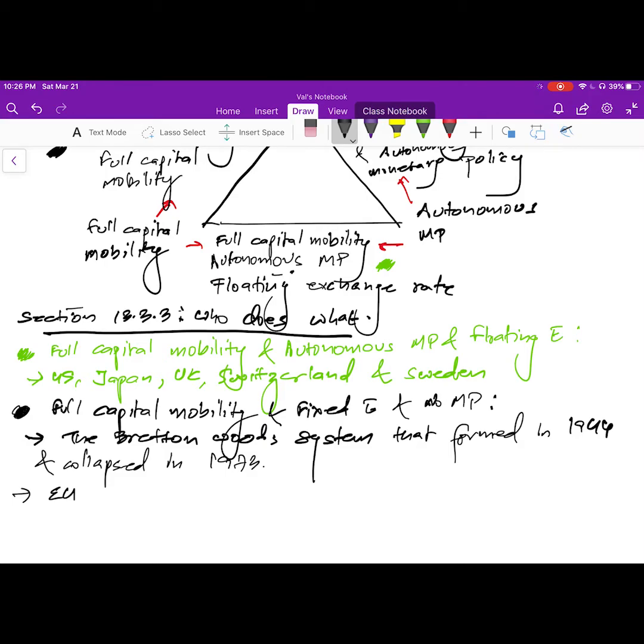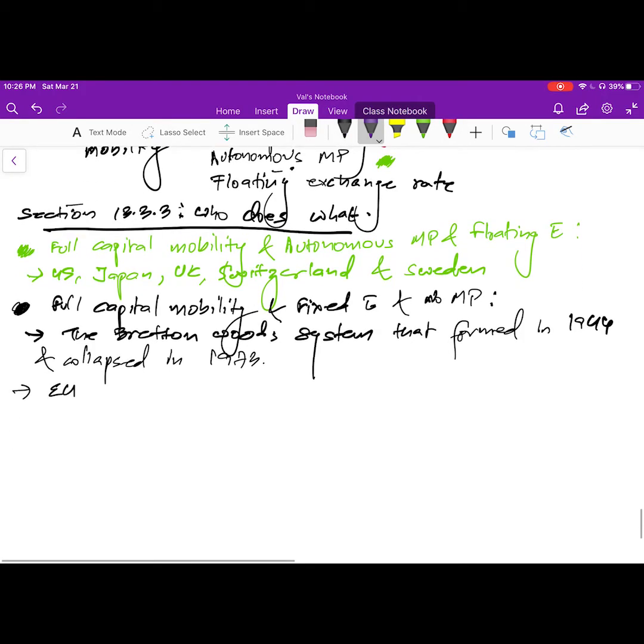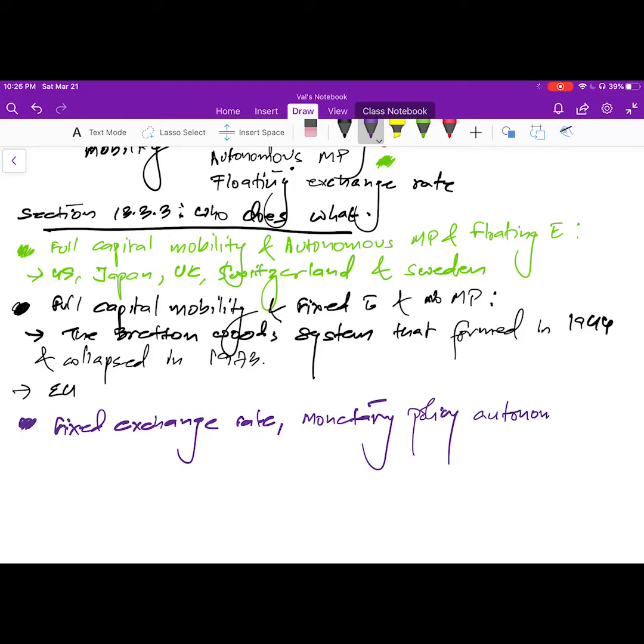And then the third example I will write in purple is fixed exchange rate, monetary policy autonomy, and capital controls. So a lot of our international students may be able to associate with this. China is a big example of this.